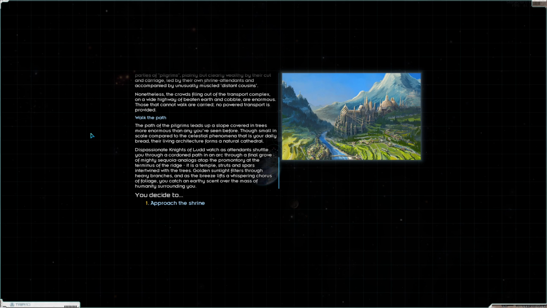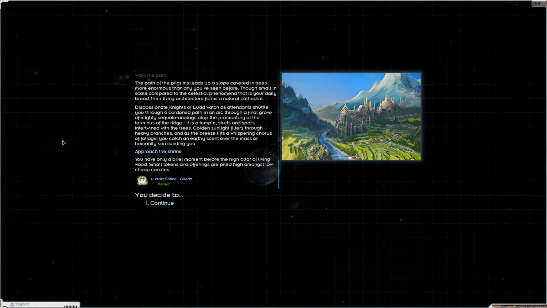Though small in scale compared to the celestial phenomena that is your daily bread, their living architecture forms a natural cathedral. Dispassionate Knights of Ludd watch as attendants shuttle you through a cordoned path in an arc through a final grove of mighty sequoia analogs atop the promontory at the terminus of the ridge. It is a temple, struts and spars intertwined with the trees. Golden sunlight filters through heavy branches, and as the breeze lifts a whispering chorus of foliage, you catch an earthy scent over the mass of humanity surrounding you.